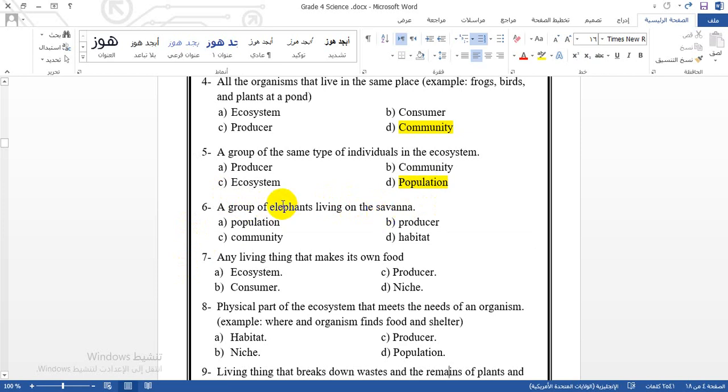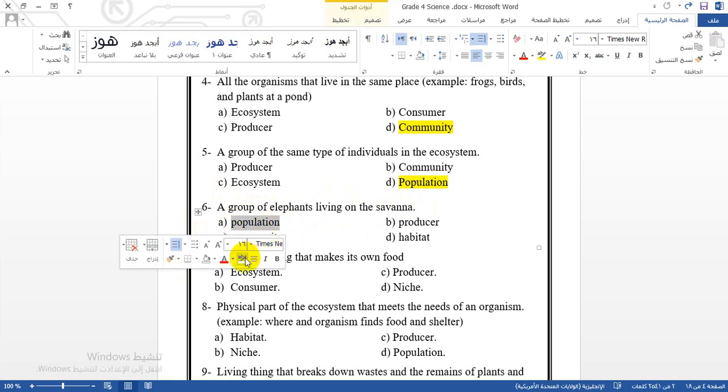Okay, number 6, a group of elephants living on the savanna. Okay, a group of elephants that live in the savanna ecosystem is an example of what? Of population. Okay, guys, because they are asking you about a group of the same type of animals that live in the same place. This is the population, because I told you that the definition of the population is what? A group of the same type of individuals in the same ecosystem.